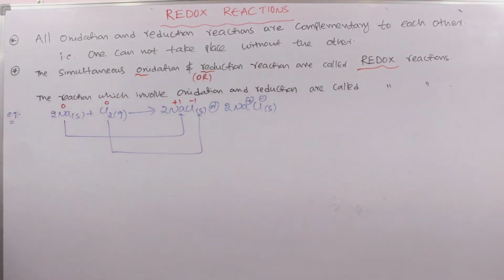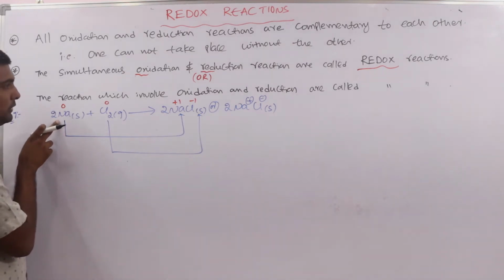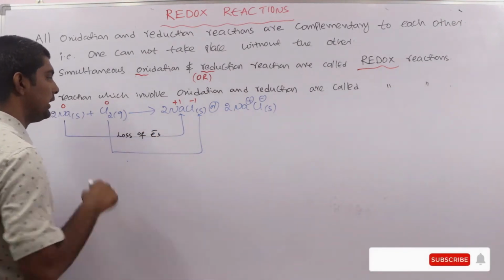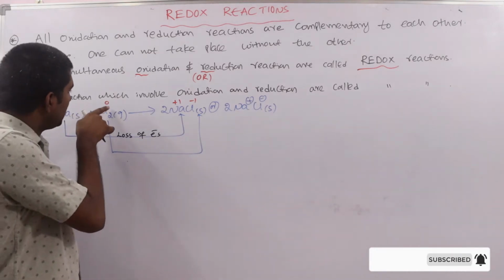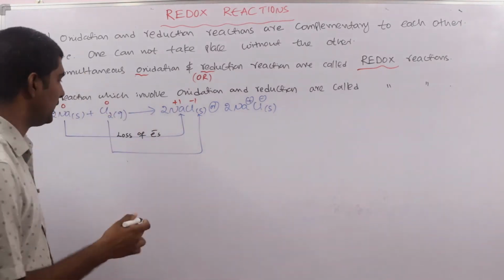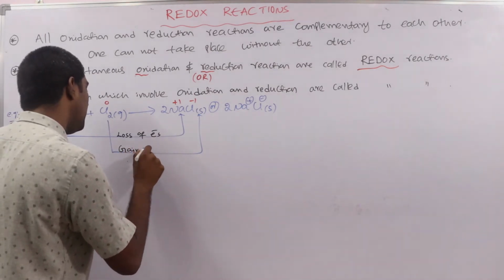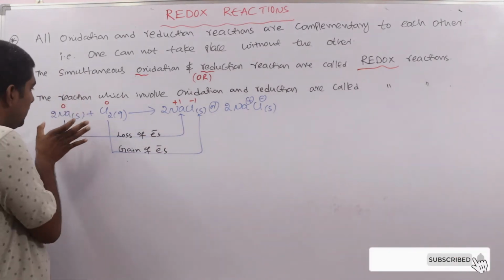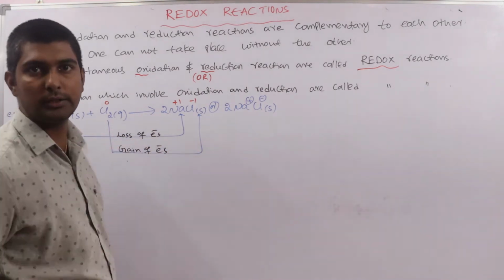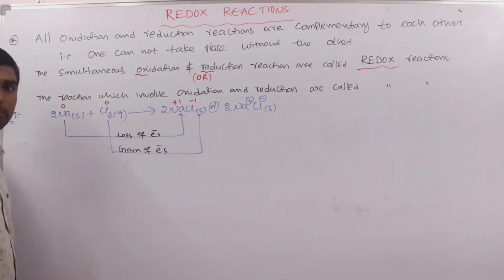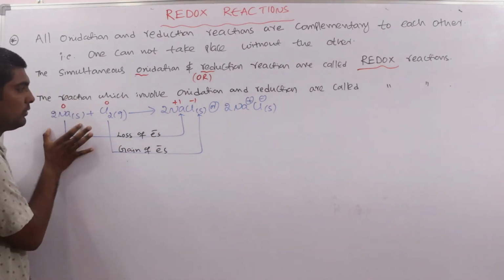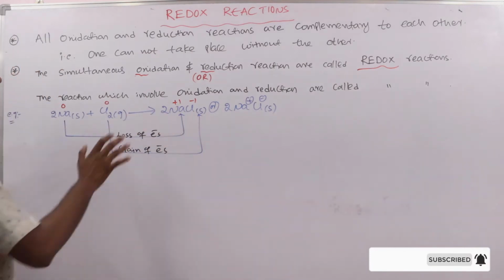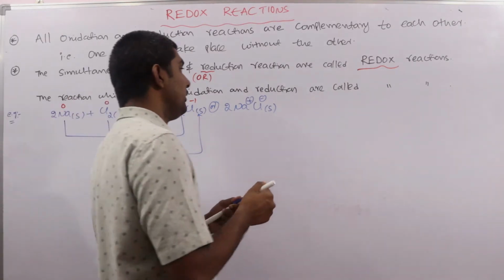If you observe this, the sodium oxidation state changes from 0 to plus 1. What is happening here? Loss of electrons is taking place. And the chlorine oxidation state changes from 0 to minus 1, meaning decreased, so gain of electrons is taking place. So sodium is undergoing loss of electrons, which is oxidation as we discussed, and gain of electrons is reduction. So in the same reaction, sodium is undergoing oxidation and chlorine is undergoing reduction. So this is a redox reaction. Clear?